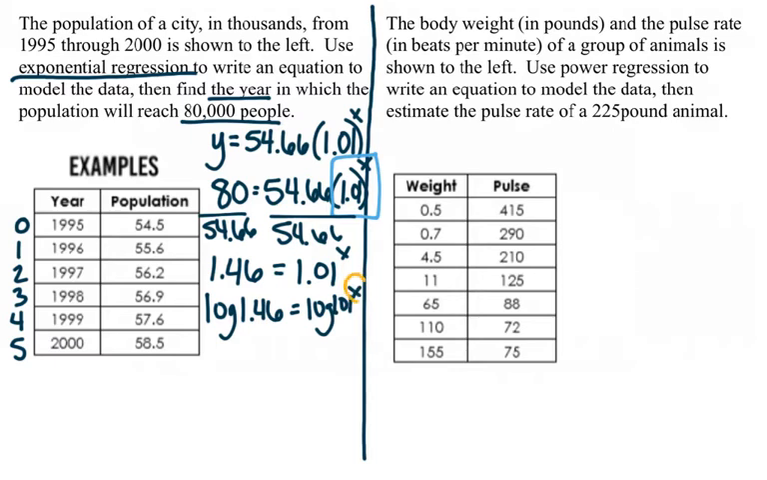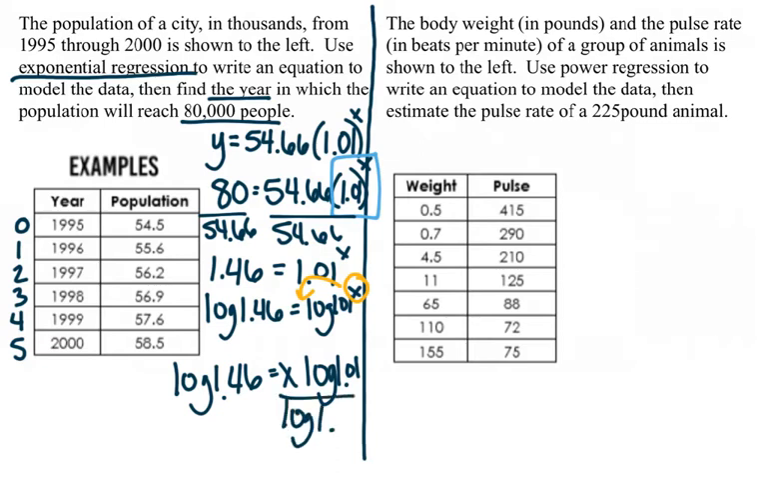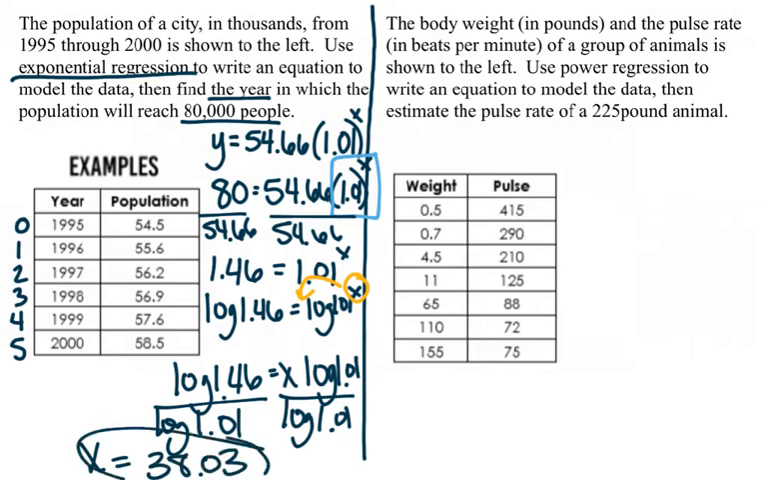So then I'm going to take the log of each side. And then remember, anytime I have an exponent, I can write it in front of the log. So this is going to be log 1.46 equals x log 1.01. I want to get x by itself, so I'm going to divide both sides by log 1.01. So x equals 38.03. So remember, this video is not showing you the calculator steps, it's just how you actually use the model they give you, and then we're going to solve something with it.